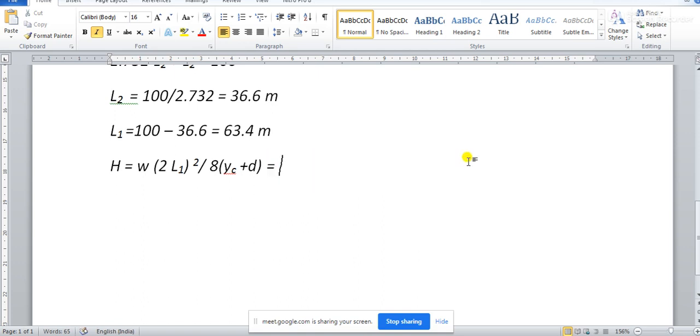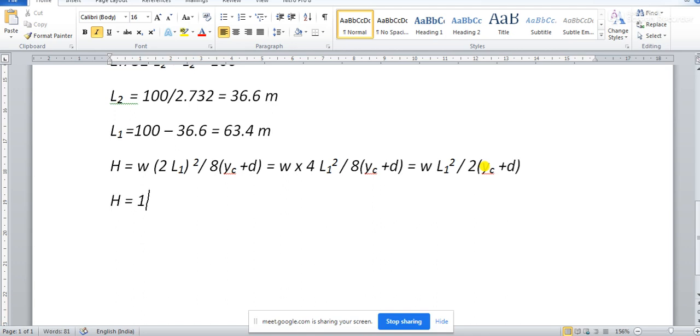Let me simplify a little bit. W into 4L1 squared divided by 8 into YC plus D. If you simplify, 4 and 8 cancel out, so I can write W L1 squared divided by 2 into YC plus D. Is it okay? So if I simplify it, how much will be the value of H?